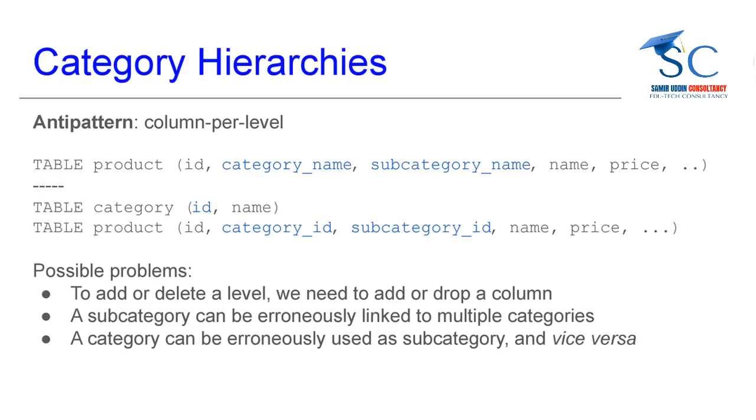But there are possible problems, of course. First of all, to add or delete a level, you need to add or drop a column. A subcategory could be erroneously linked to multiple categories. And actually, if it happens, you are not storing anywhere what the correct relation between two categories is. Okay, so it could be quite hard to find out which rows are mistaken and which are not.